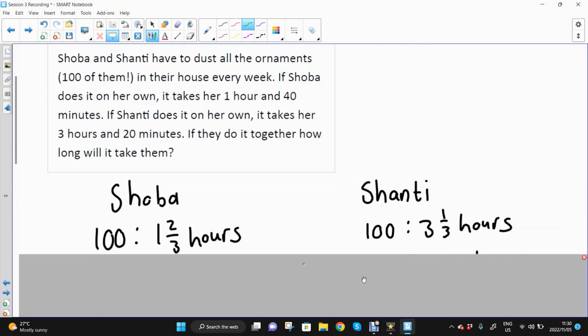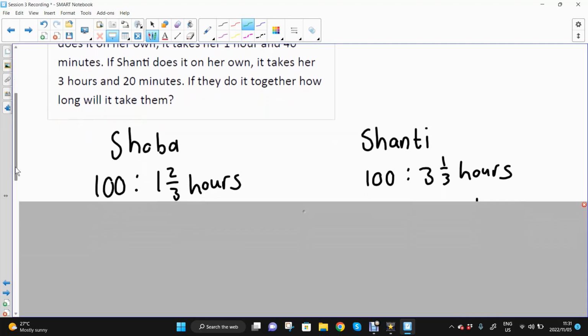So I started off by writing down what they gave me, and I'm going to write it down as a ratio. So you can see there that Shobha will be cleaning 100 ornaments in 1 hour and 40 minutes. And what I did there was just to convert the 40 minutes to a fraction. Now to do that, you just take 40 divided by 60, and that is how I got the 2/3. Then for Shanti, she can clean 100 ornaments in 3 hours and 20 minutes. And again, I converted the 20 minutes to a fraction just to get everything into hours.